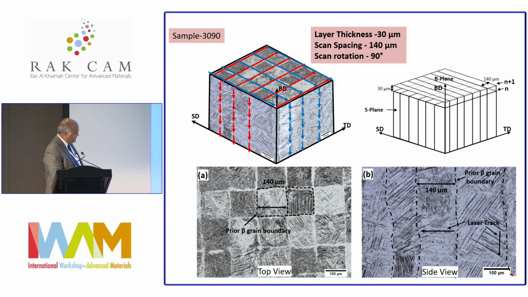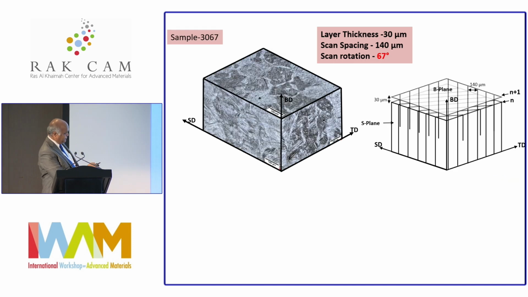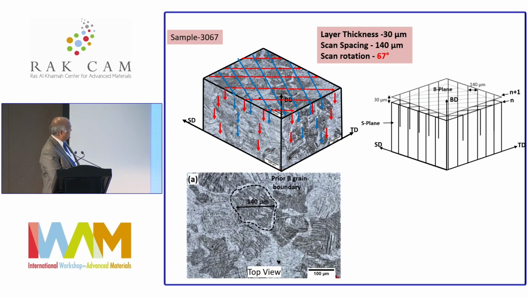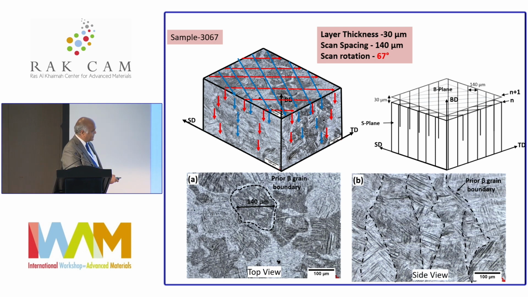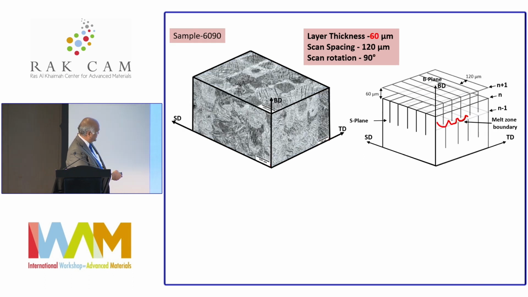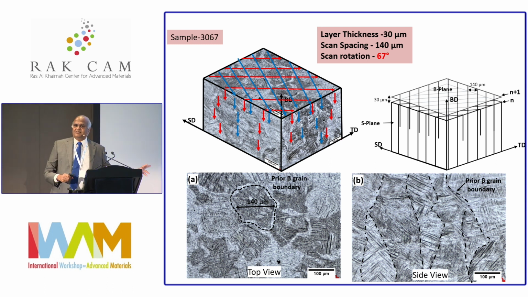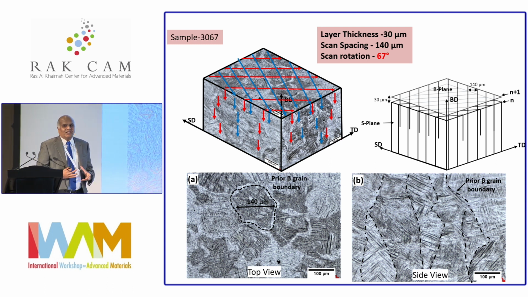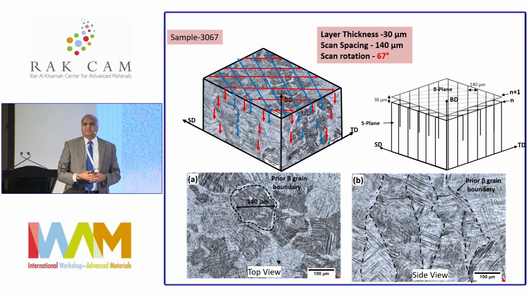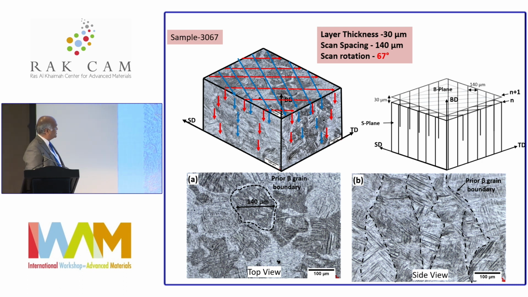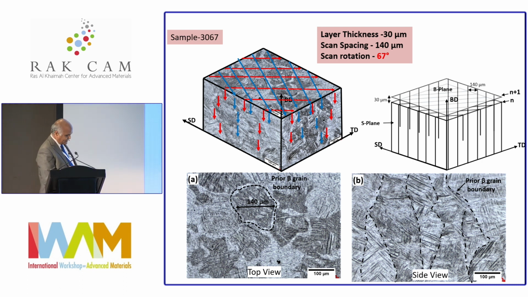Now, if you keep everything else the same, but change the scan rotation to 67 degrees, the epitaxy remains, but what you will get on the top is more equiaxed grain structures. The previous microstructure that I showed, people don't like it because it will introduce significant anisotropy in properties. People are worried about it, so we don't want that. So how do we break it? One strategy is that, but here you still have aligned grains.